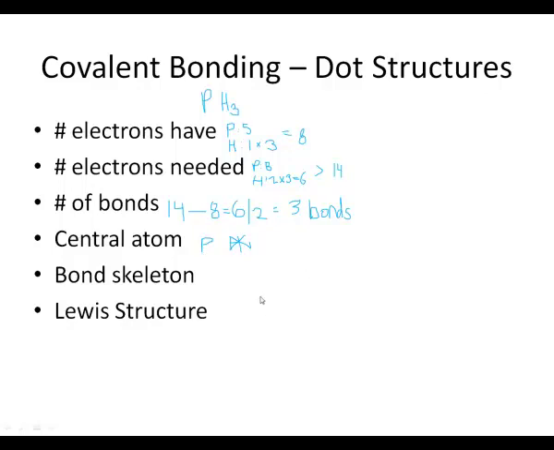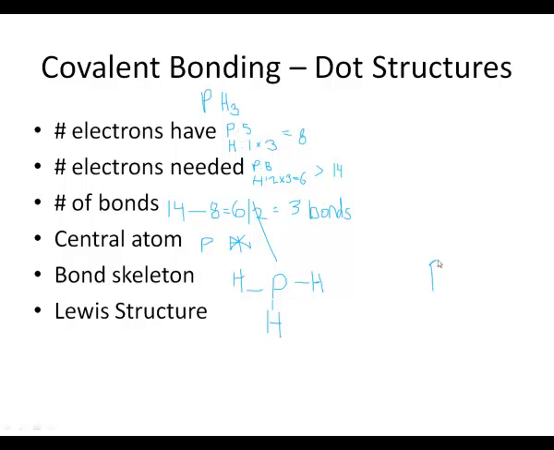So now I've got to draw a bond skeleton. I'm taking what I know so far. I know that I've got a phosphorus in the middle, and I've got 3 hydrogens. And I'm going to need this to be connected with a total of 3 bonds. So if I use 1 bond on each, 1, 2, 3, there we go. That's our bond skeleton. Now I've got to take this and put it into a Lewis structure.